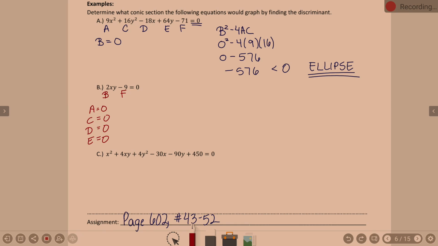Okay, so do some math. Should be pretty easy math, right? B squared, so we're going to be doing 2 squared minus 4 times 0 times 0. We end up with 4 minus 0, which is 4. What do you know about 4? It's greater than 0. Which category does that put us in? Okay. This would be that of a hyperbola.